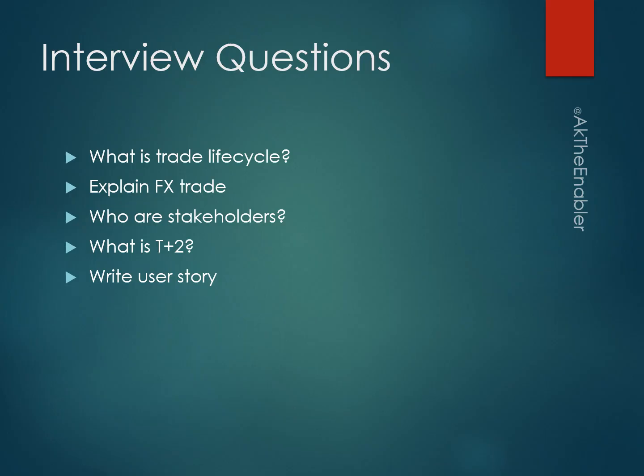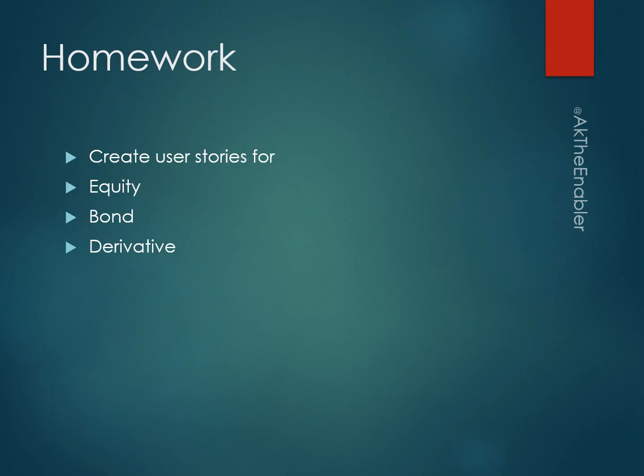What is T plus 2? T plus 2 is nothing but the settlement cycle. T stands for the trading date, and plus 2 means two days later the trade will get settled. Write a user story: they will ask you to write or tell the user story that I have already explained for the settlement. Trading life cycle, confirmation, validations, all this, we need to remember by heart. These are the very important basic questions that we are going to face in every interview. Okay.